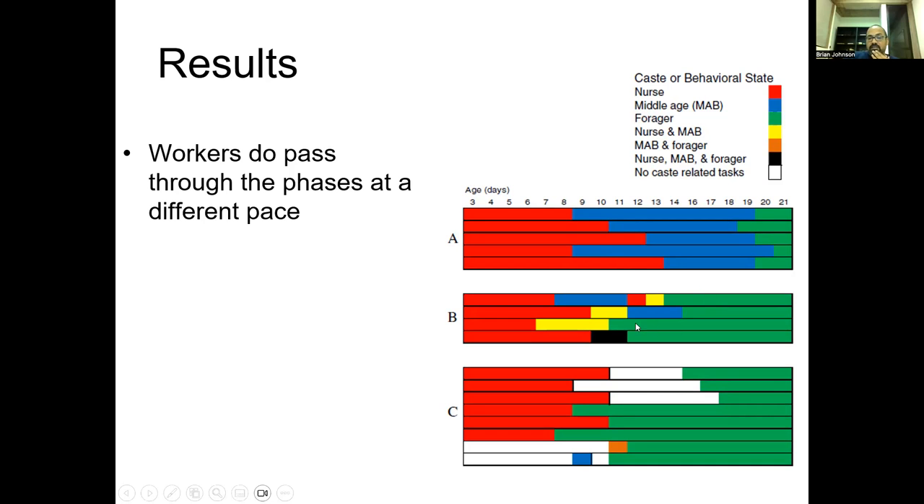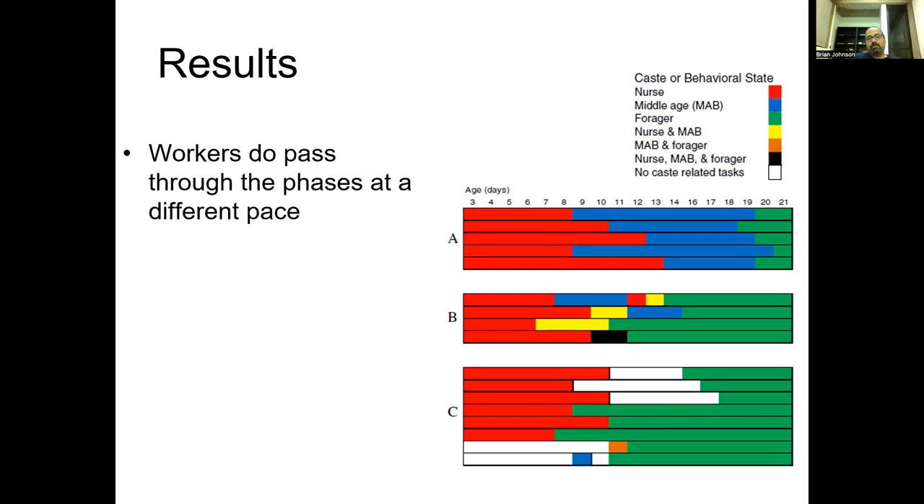But then I did see some bees that did both tasks for a day or two, or even a few days. These bees were pretty rare. Out of the hundreds of bees that I identified, maybe a few percent were like this. Then I found a reasonably larger percentage, but still a minority, that skipped the middle-aged caste altogether. They went straight from being nurses to becoming foragers. People who study bees often call these precocious foragers: bees that start foraging really early relative to what most bees do.